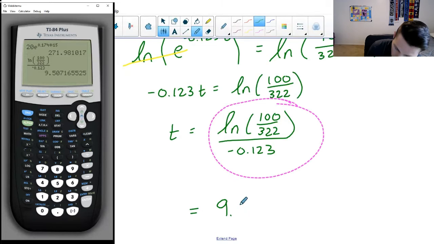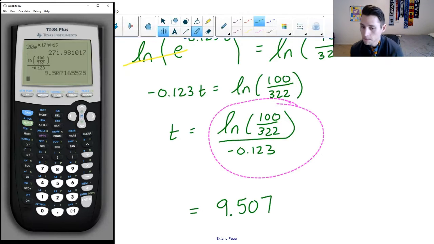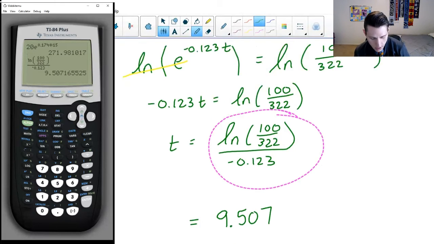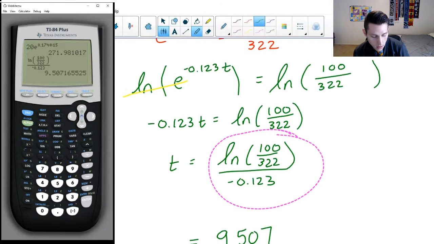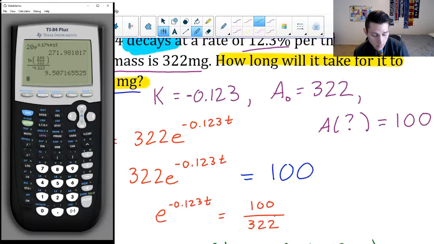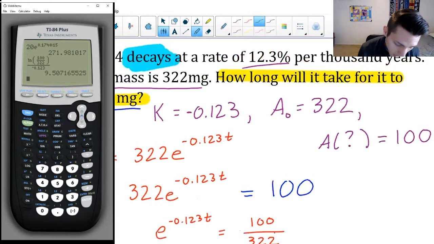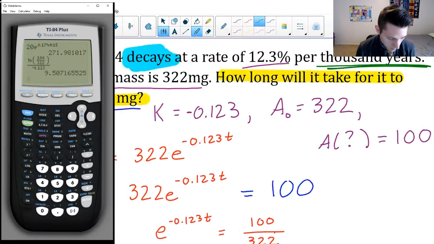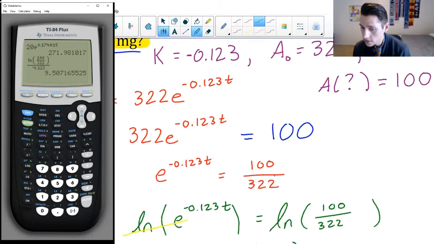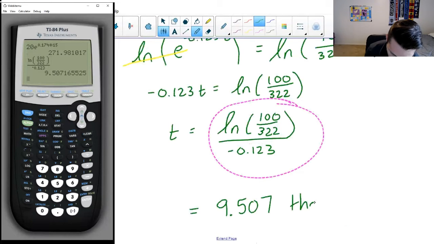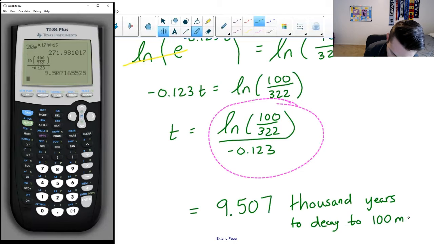So we should get, again, let's round to 3 decimal places, 9.507. But what is this? What were we solving for? How long it will take to decay to 100 milligrams. All right, since our unit of decay is in 1,000 years, our answer is 9.507 thousand years to decay to 100 milligrams.